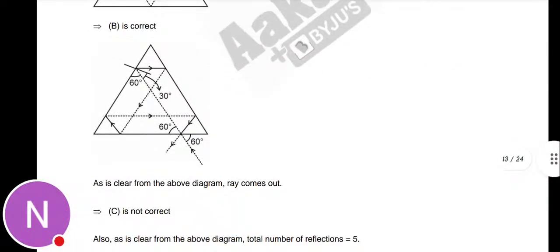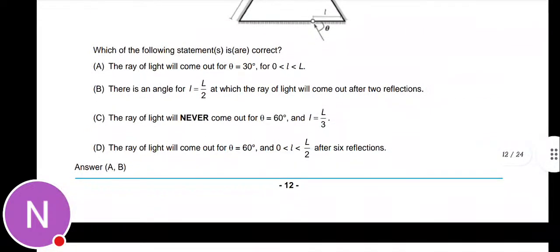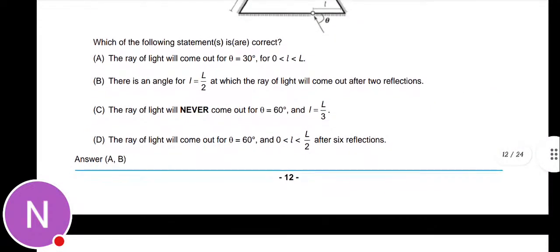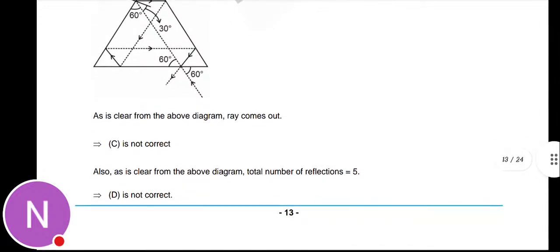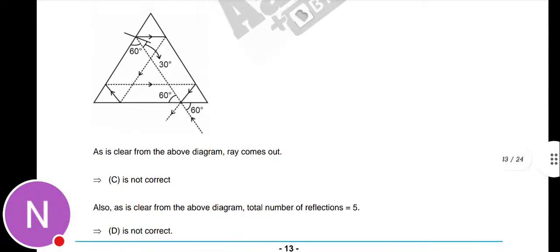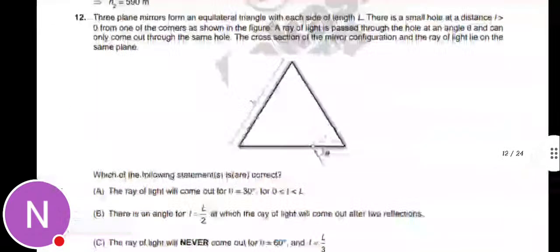Now if we take the next option, C: the ray of light will never come out for theta equal to 60 degree. But at theta equal to 60 degree, the ray will come out. So in the above diagram, we can see that the ray is coming out. Therefore, option C is not correct. This diagram is used for option C. If you see it, you can clearly understand the total number of reflections is 5.